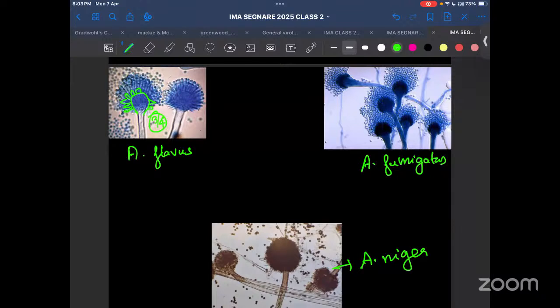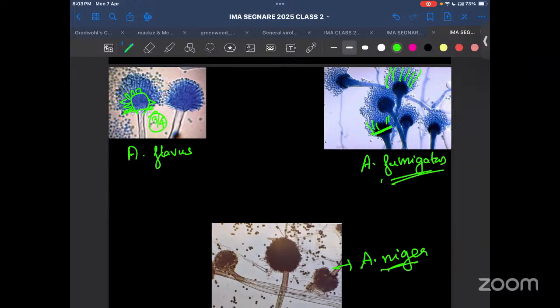Only 3/4 of the vesicle is covered by the conidia. So that is Aspergillus flavus. Now Aspergillus fumigatus: you can see the vesicle, less than half of the vesicle is covered by the conidia. That is Aspergillus fumigatus. It looks like fumes arising from the vesicle. Fumes, that is why it is known as fumigatus.